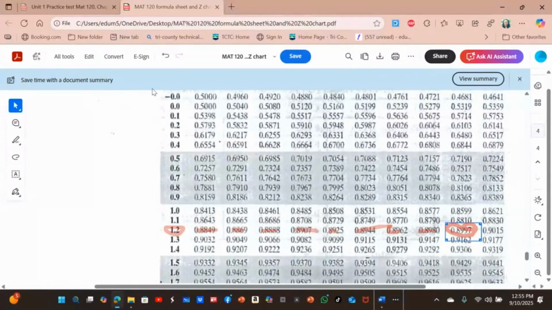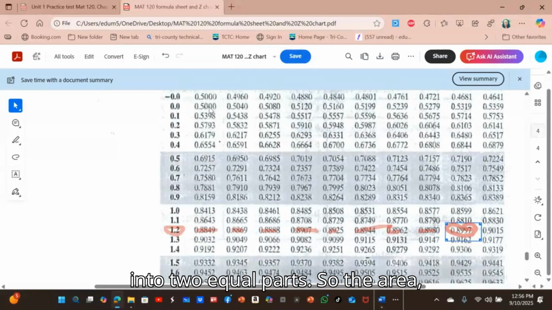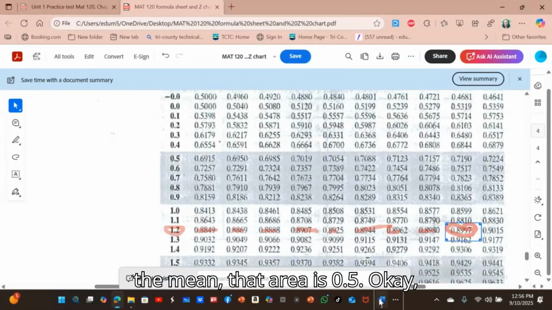All right, we can as well find the area at 0. The area to the left of the mean is always going to be 0.5. The mean divides the normal curve into 2 equal parts. The area of the normal curve is 1, so from the mean, that area is 0.5. Okay, so we go ahead and do the calculation.